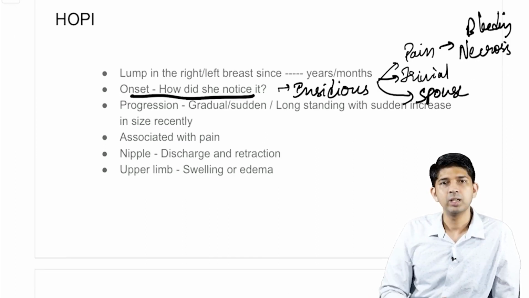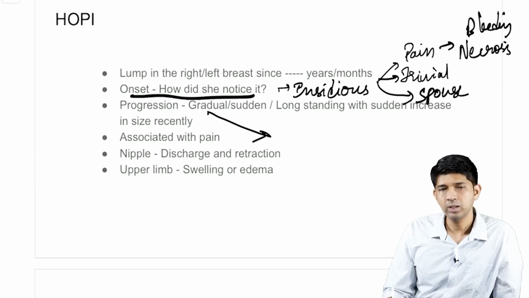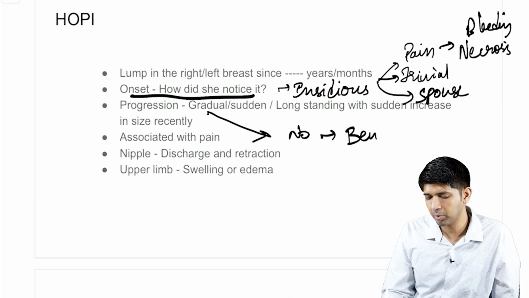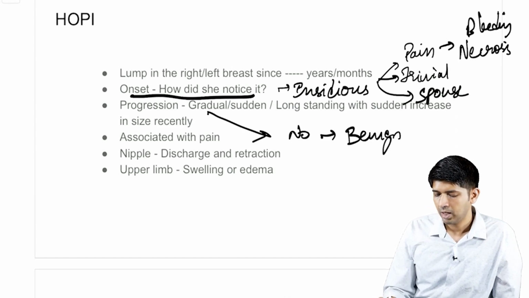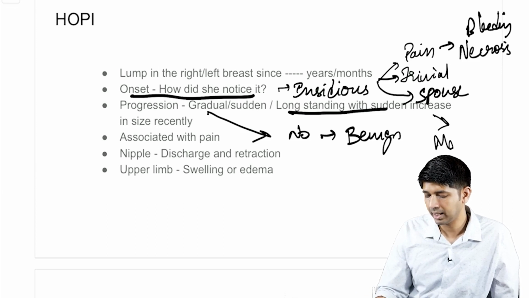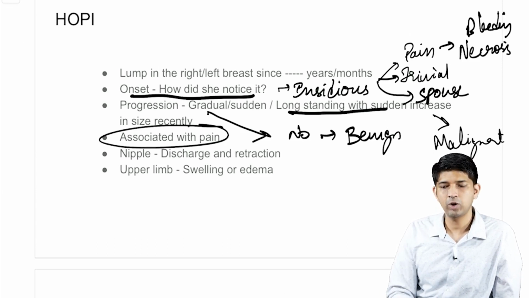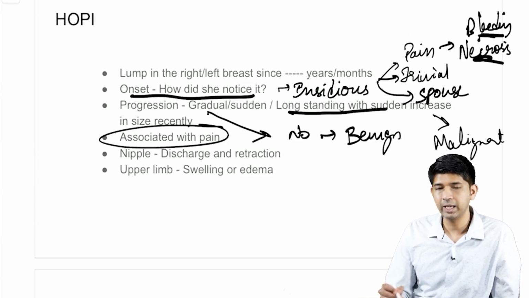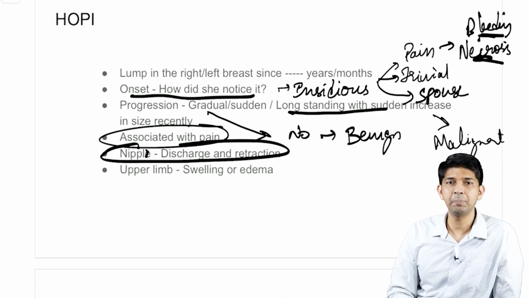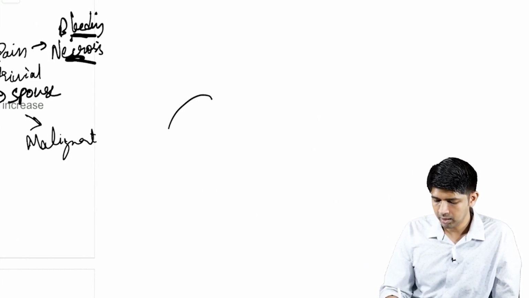Next, progression. Very straightforward. If it's gradual progression or no progression, the possibility of it being benign has to be considered. And if it is long standing with a sudden increase, then the possibility of it being malignant is high. Then whether it's associated with pain or not, again we said pain can be because of bleeding or necrosis. Then history with respect to the nipple, whether there is any nipple discharge or nipple retraction. Why is this important?